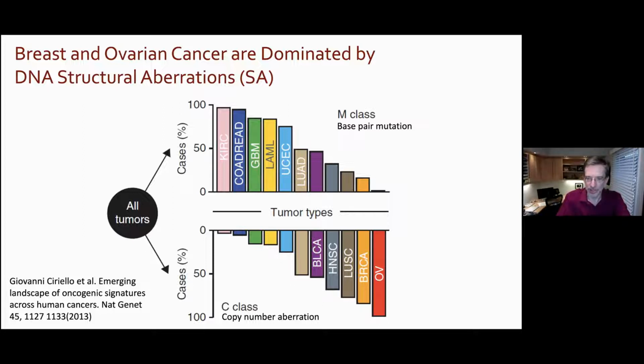And you can see here, this is actually dominated in the C class by copy number aberrations, similar to ovarian cancer. There aren't that many base pair mutations. And these copy number aberrations and DNA structural aberrations have been inherently much harder to detect than these M-class base pair mutations.